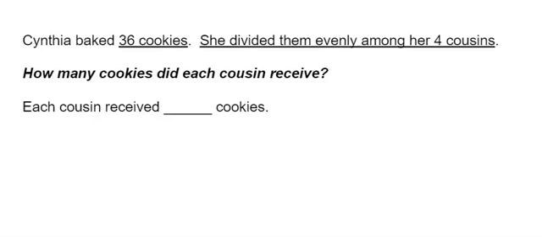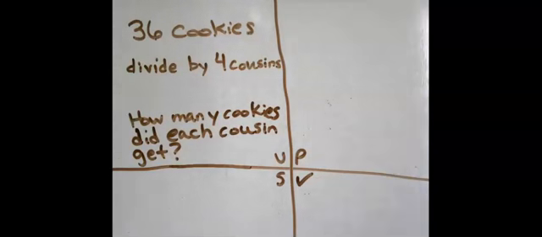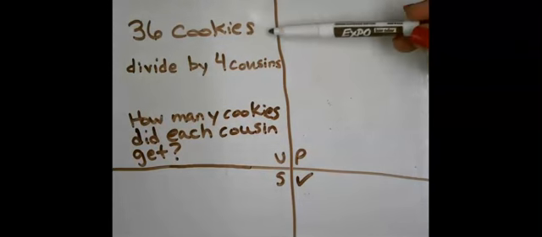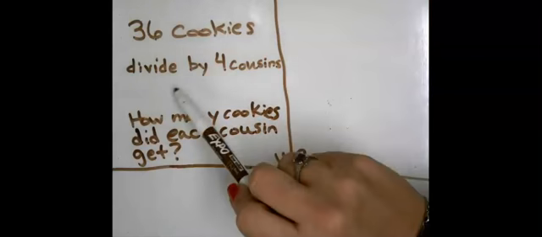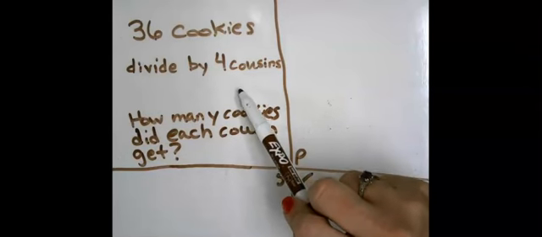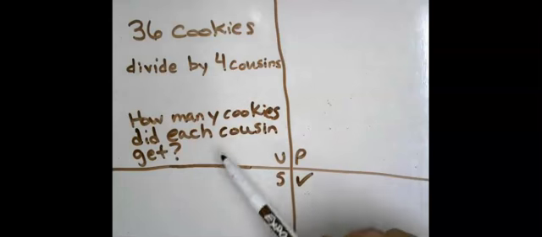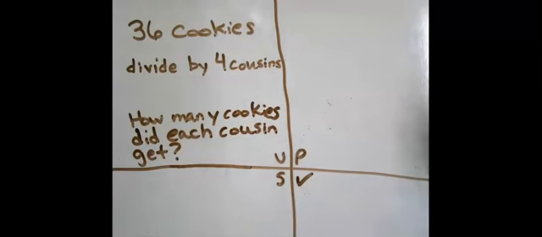Let's read that again. Cynthia baked 36 cookies. She divided them evenly among her 4 cousins. How many cookies did each cousin receive? Our answer will be each cousin received a certain number of cookies. Okay, so you've drawn your UPS check, and you know there are 36 cookies, and we're to divide them by 4 cousins. The question was, how many cookies does each cousin receive or get?